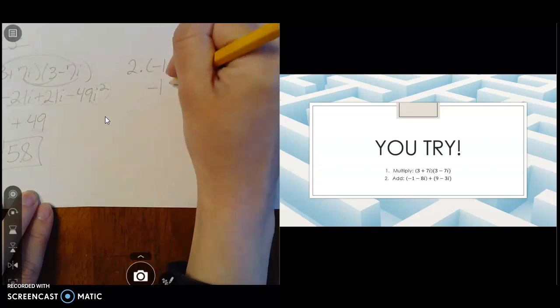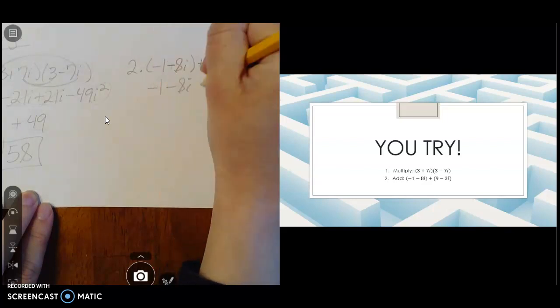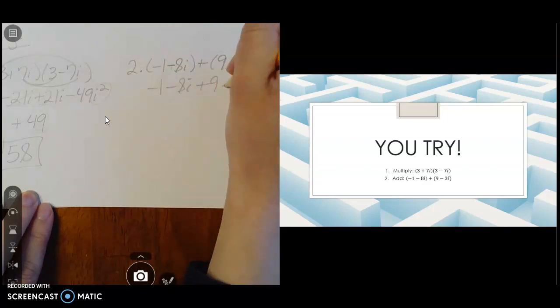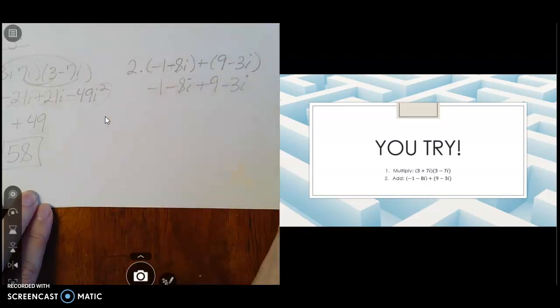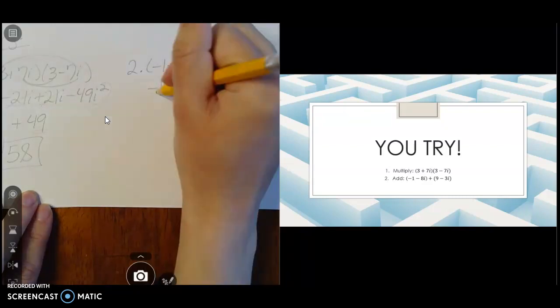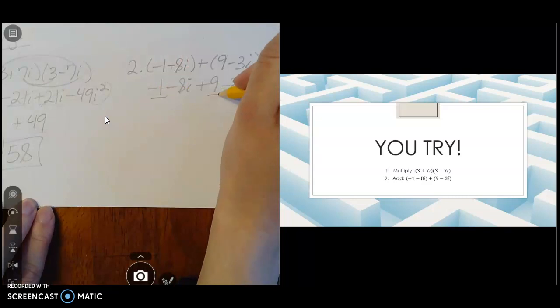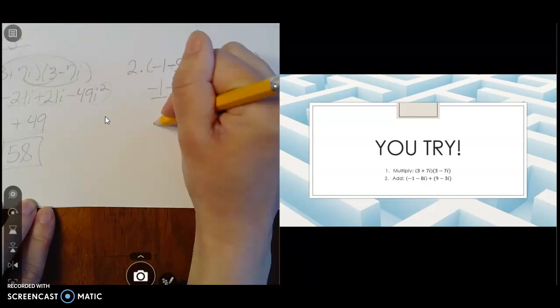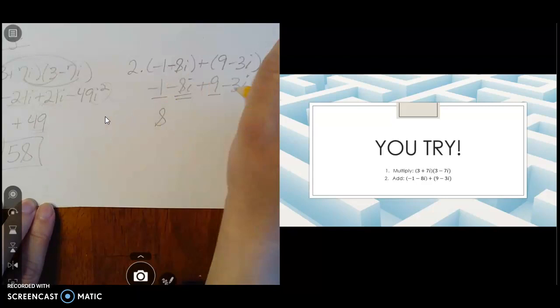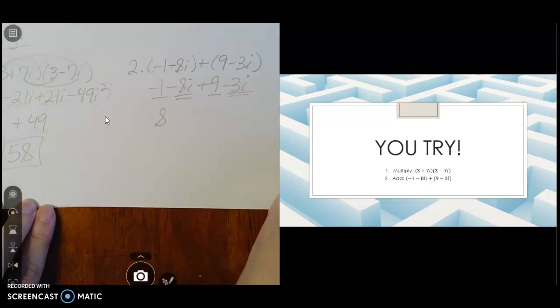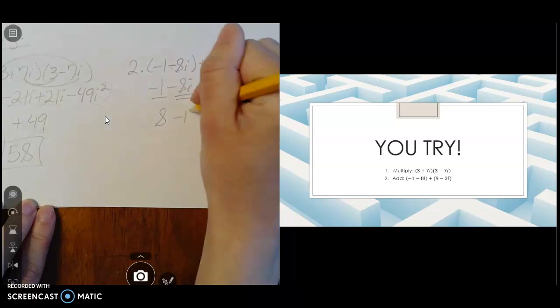We're going to do negative 1 minus 8i. We're going to add a 9. We're going to add a negative 3i, so we're subtracting 3i. The like terms, we've got a negative 1 and a positive 9, and negative 1 plus 9 is 8. Then the negative 8i and negative 3i are also like terms. Negative 8i minus 3i would be negative 11i.